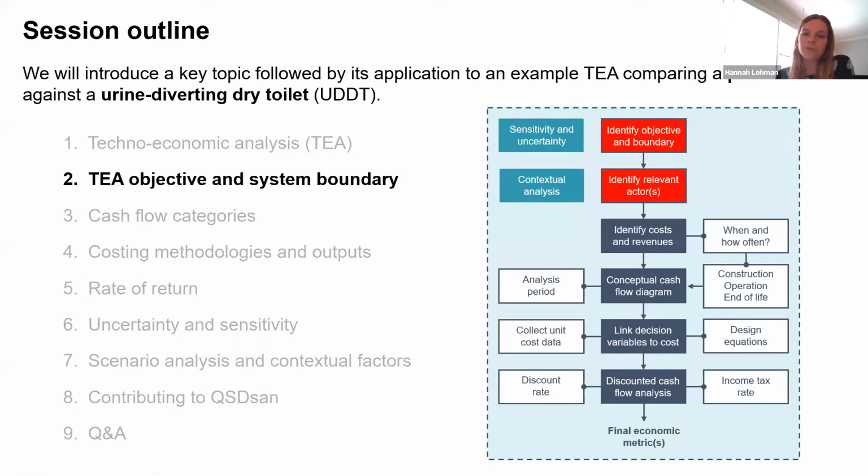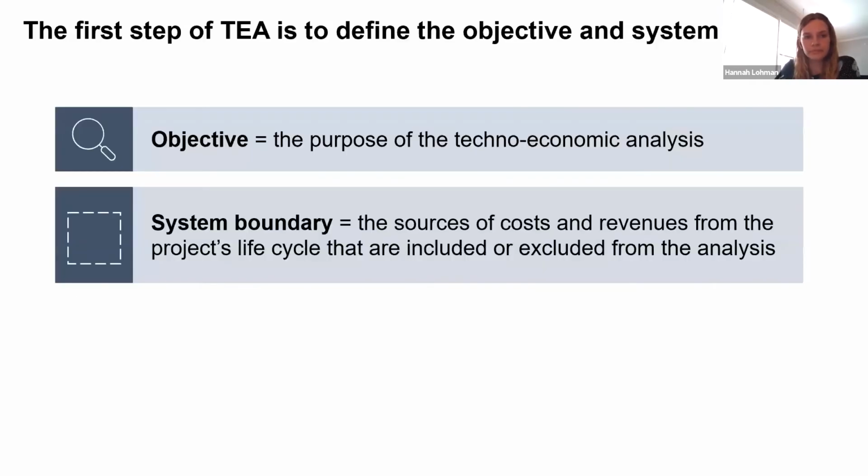Okay, so now we'll be walking through each individual step. I highlighted in red what section I'll be talking about in this one. I'll be talking about how to define the objective of the TEA and the system boundary. To define what these are, the objective is the purpose of the techno-economic analysis. So this is us defining why we even want to conduct a techno-economic analysis. What are we interested in studying? What are our research questions?